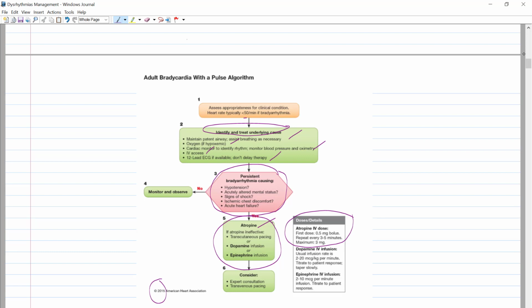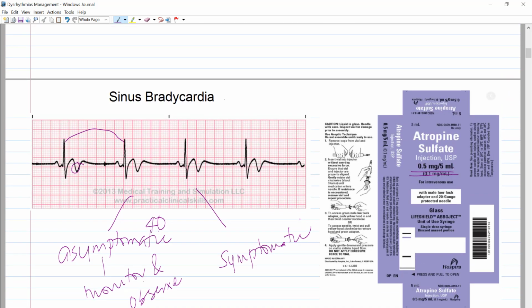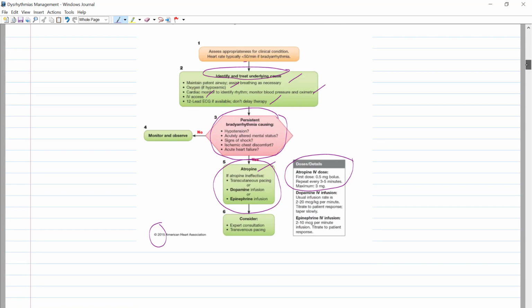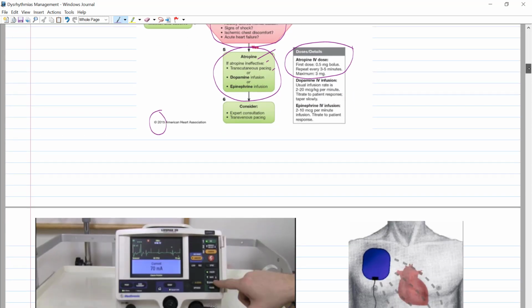Now, as you can see here, this is the atropine available in the pharmacy. Okay, you can see this in the crash cart, or even you can see it also in the Pyxis in the medication room. Okay, so if atropine is not working, as you can see here, if it's not effective, then you can do transcutaneous pacing. As you can see, it's the first choice compared to dopamine or epinephrine. So you can do transcutaneous pacing, and I'm going to show you what transcutaneous pacing is here.